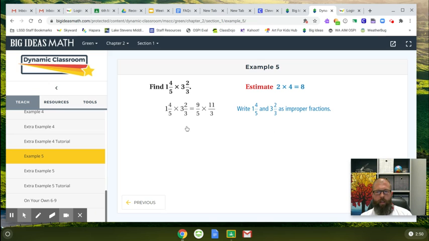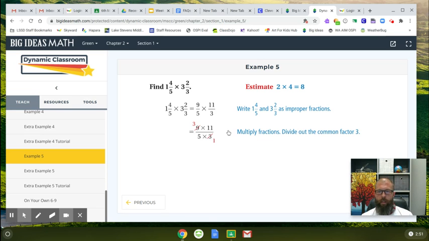Okay, so we got to change these to improper fractions, and we do that by multiplying 5 times 1, that's 5, plus 4 is 9, and we get 9 over 5, which is right here. This one we go 3 times 3, which is 9, plus 2 more, which is 11, over 3, which they got right here. Okay, so now we've rewritten it into two improper fractions, and the reason they're improper is because the numerator is larger than the denominator.